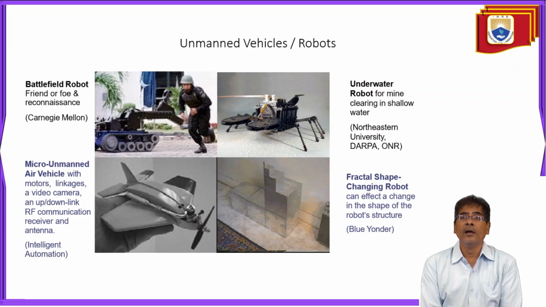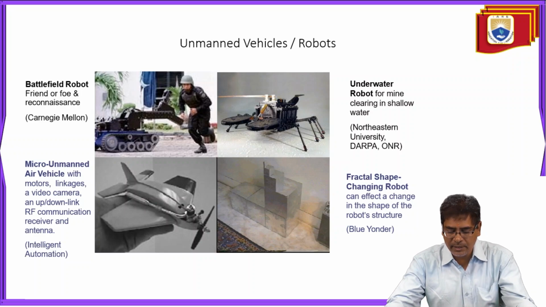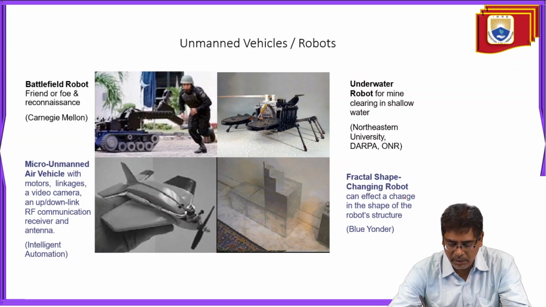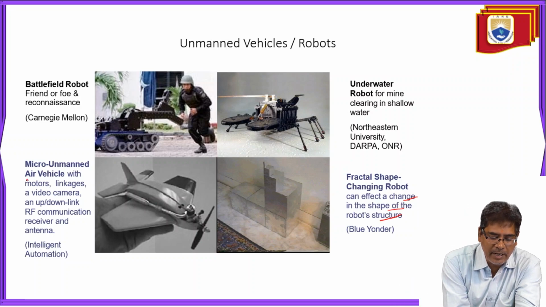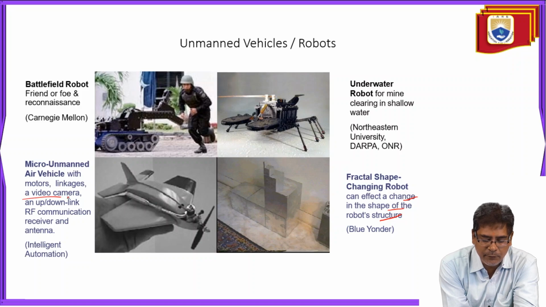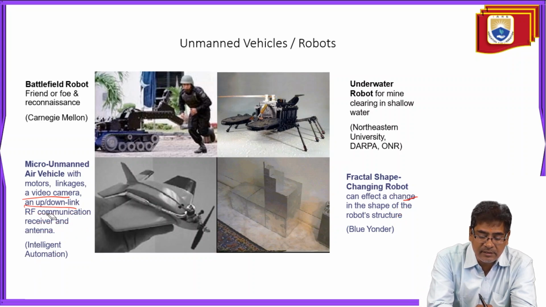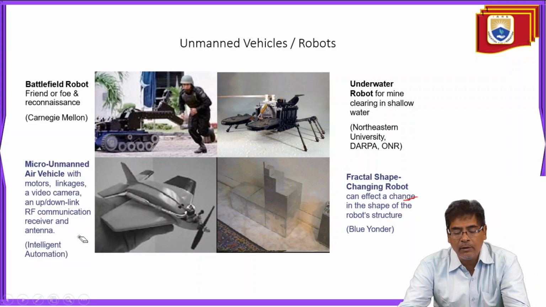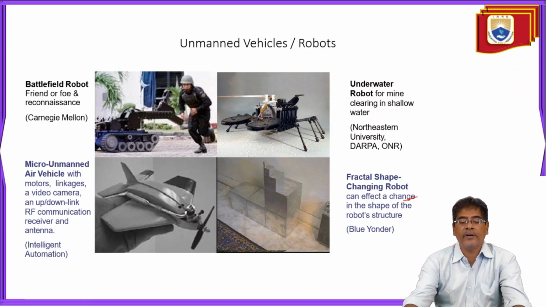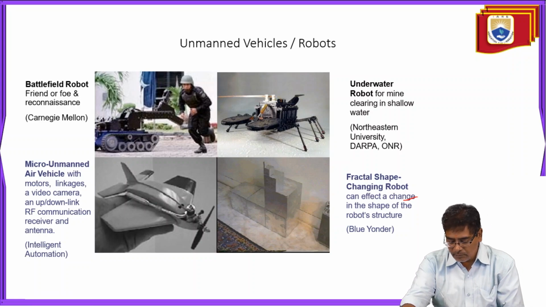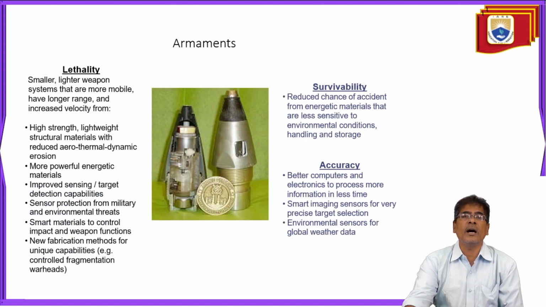and underwater robots for mine clearing in shallow water. So this was taken from Northern University, and we have a fractal shape-changing robot. A fractal change robot can affect a change in the shape of the robot structure. So we have a micro unmanned air vehicle with motors, linkages, video camera, and an uplink RF communication receiver and antenna, that is intelligent automation, right? So these are some of the unmanned uses where nanoscience and this technology can be incorporated for unmanned vehicles or robots, right?